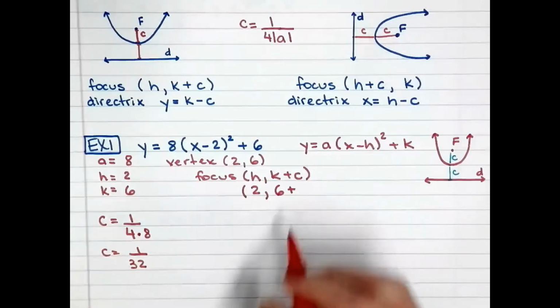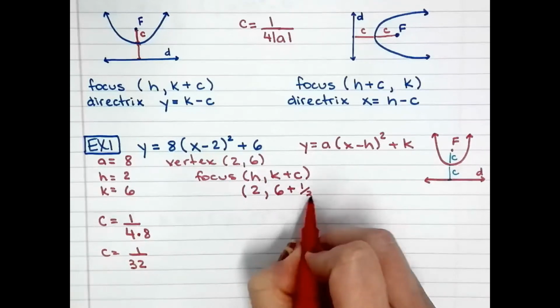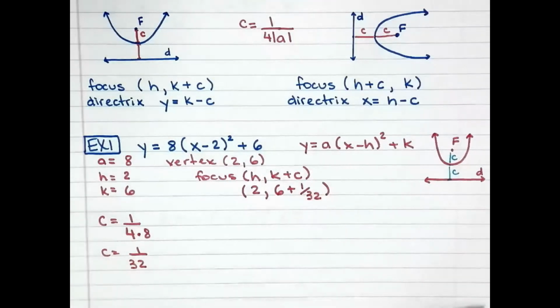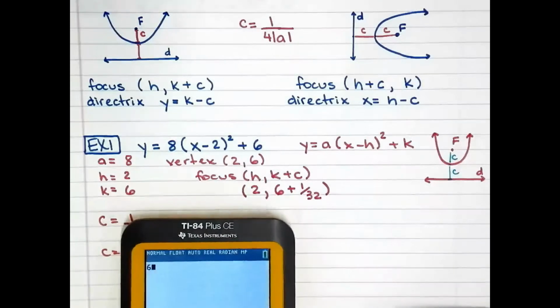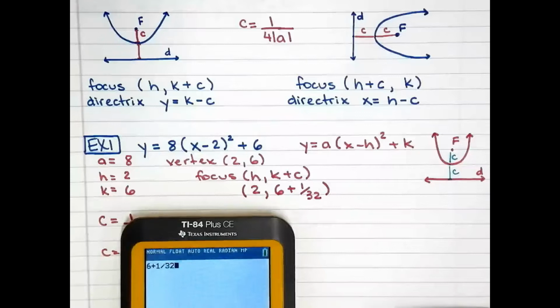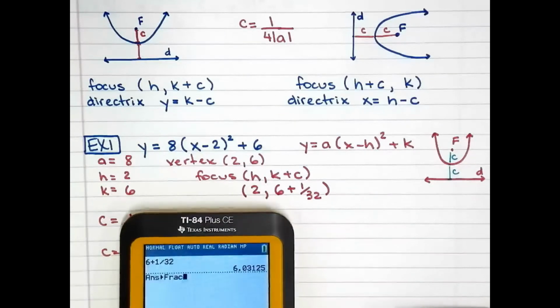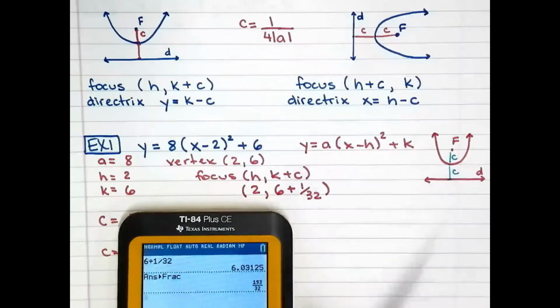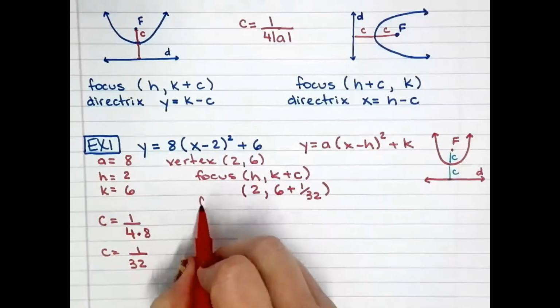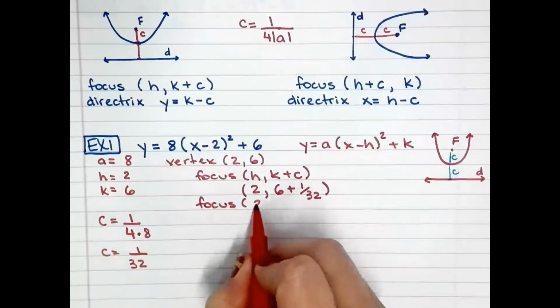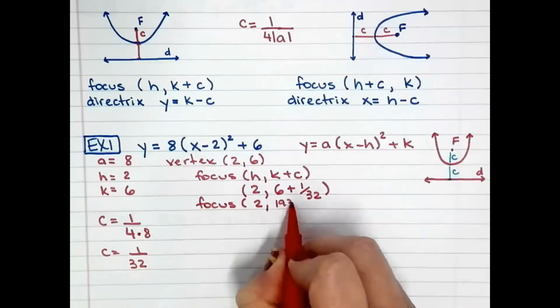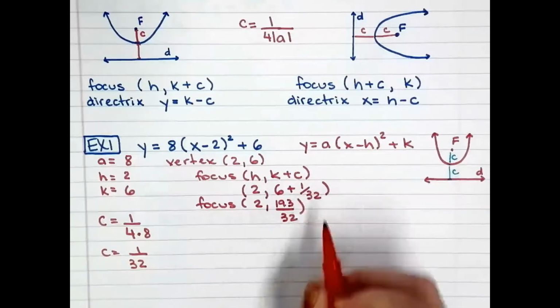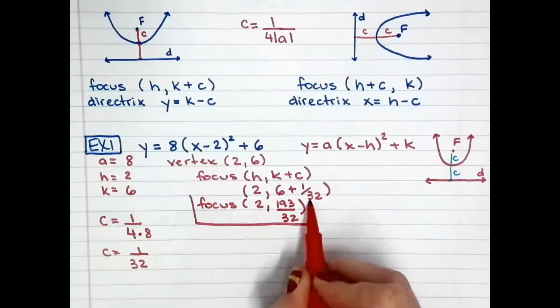So there's C right there: 1 over 32. Handy dandy calculator, 6 plus 1 over 32. Now I have 193/32. Now, these numbers will be crazy like this, so don't panic when you see something like that. So the focus will be 2, 193 over 32. So this is the first half of my answer.